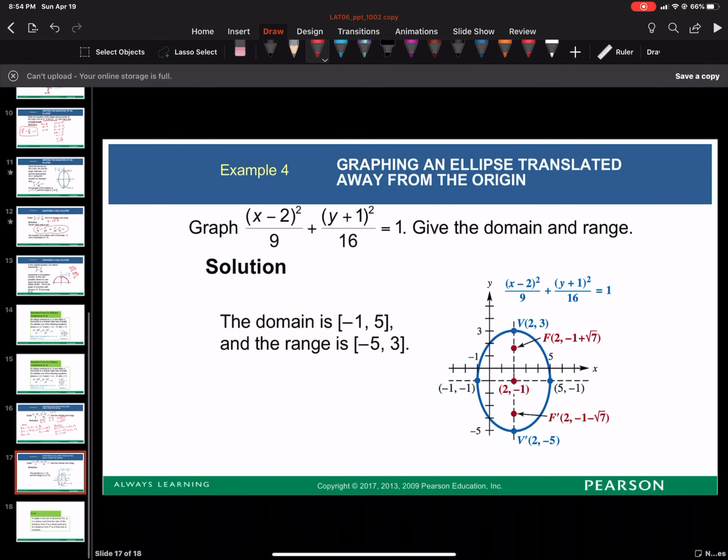And now let's look at the actual graph of this. So we have our foci points. We have our vertices. Make sure everything is correct. We have our middle point, which is our center. We got everything. Now your domain goes from -1 to +5, and our range goes from -5 all the way up to 3. So keep that in mind.